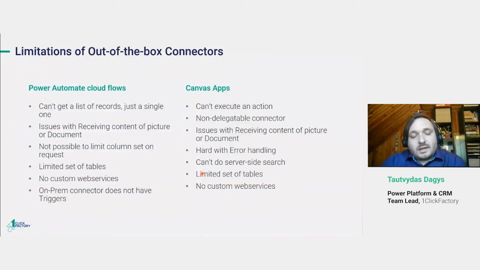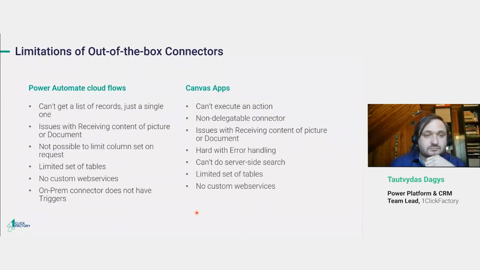Okay. And here I would like to mention a couple of limitations of these out-of-the-box connectors, which are coming from Microsoft. The limitations come differently in different contexts. So for example, in Power Automate Cloud Flows, we lack the possibility to get the list of records because there is no such action. We can get a single one by ID. It works well if we are reacting to a change.